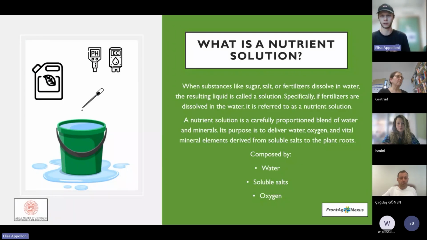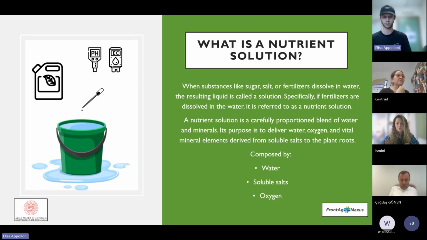So what is a nutrient solution? Well, first of all, let me give the definition of a solution. That is when substances like sugar, salt, or fertilizers are dissolved in water, and the resulting liquid is called a solution. Specifically, if fertilizers are dissolved in water, then we talk about a nutrient solution. So, a nutrient solution is a carefully proportioned blend of water and minerals that are supplied in a precise amount with a certain ratio between the elements, whose purpose is to deliver water, oxygen, and vital mineral elements derived from soluble salts to the plant roots.